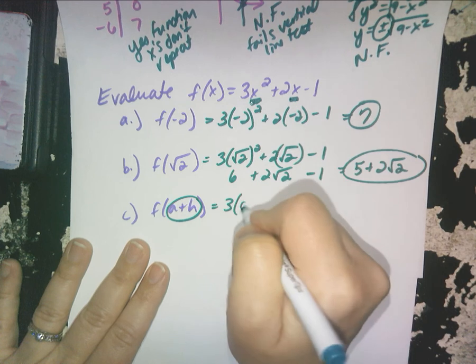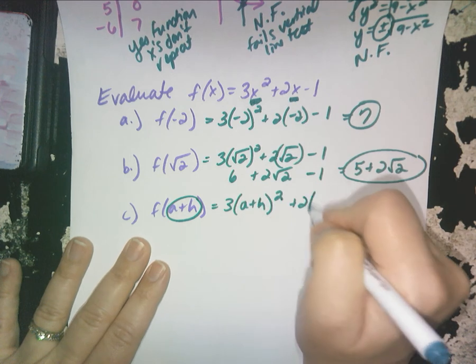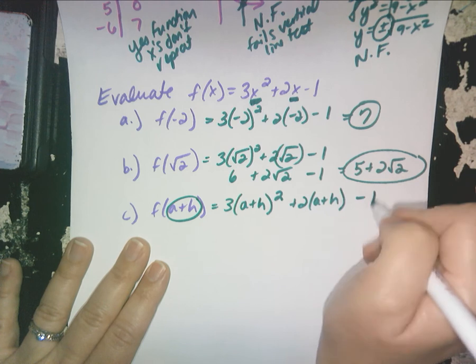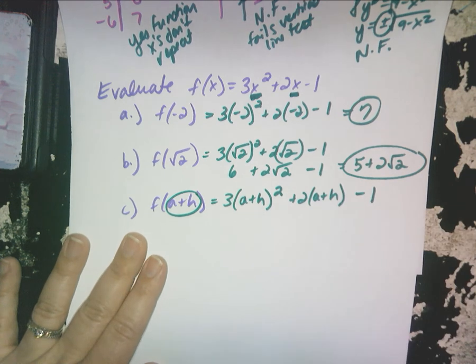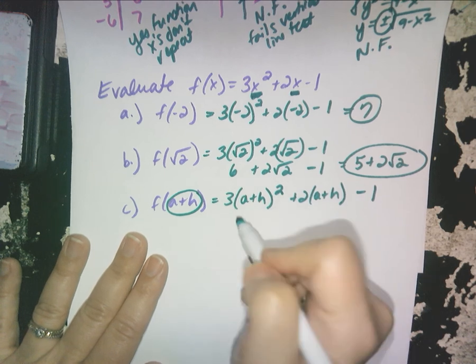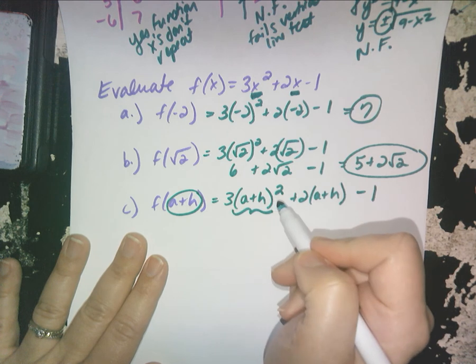So I'm going to put a plus h squared plus 2 times a plus h minus 1. And you're going to be very careful and you're going to FOIL it out and simplify it out. You have to. And you're like, why? Because we're going to get to something called a difference quotient. There's always reasons. You should know how to FOIL something that's being squared very, very quickly.